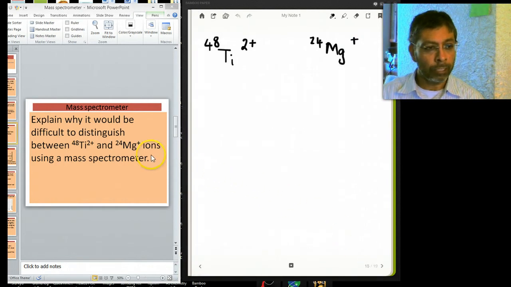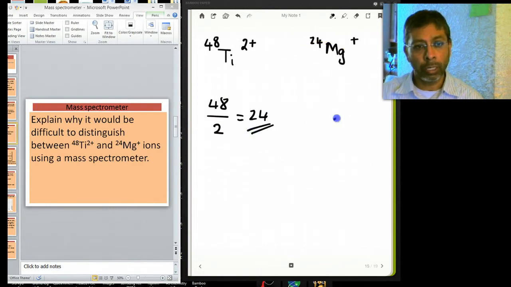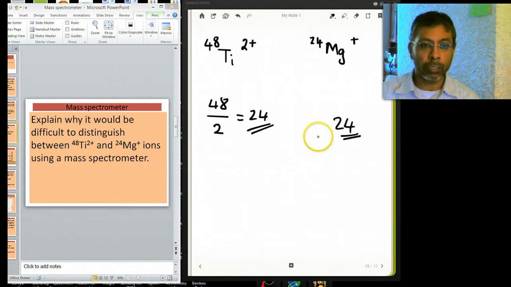Now if you look at these two ions here, mass 48 divided by the charge 2 plus gives you a mass to charge ratio of 24, and over here mass divided by the charge is also 24 divided by 1 this time. So if you have these two on the spectrum, their peaks would appear at the same place, so you couldn't tell them apart.